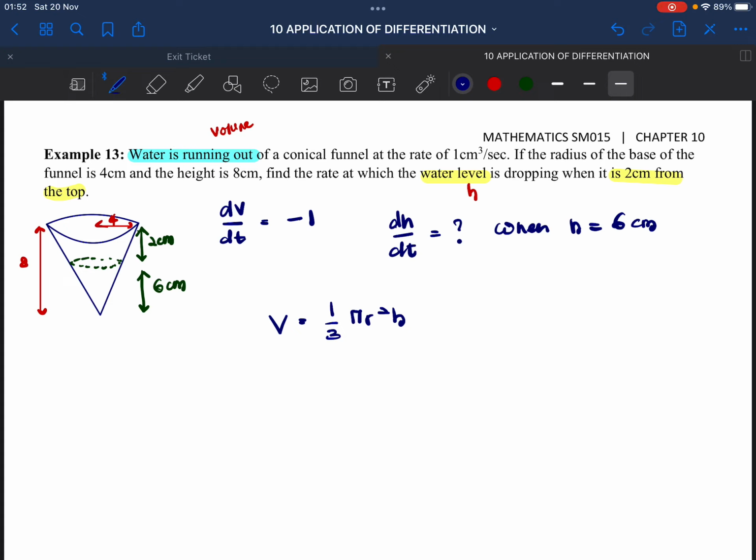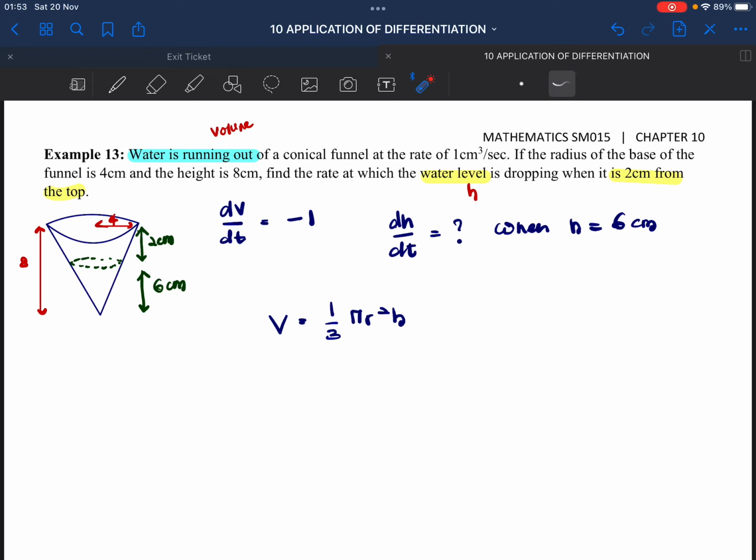Back to the optimization problem. If you want to differentiate this, it should be in a single variable. Here we have r and we have h. So how are we going to differentiate this? Back to the picture that we drew, for a cone, if your height is here, the radius is different. The radius varies with the height. If at 2 centimeter, your radius is small. If at 8 centimeter, your radius is bigger.